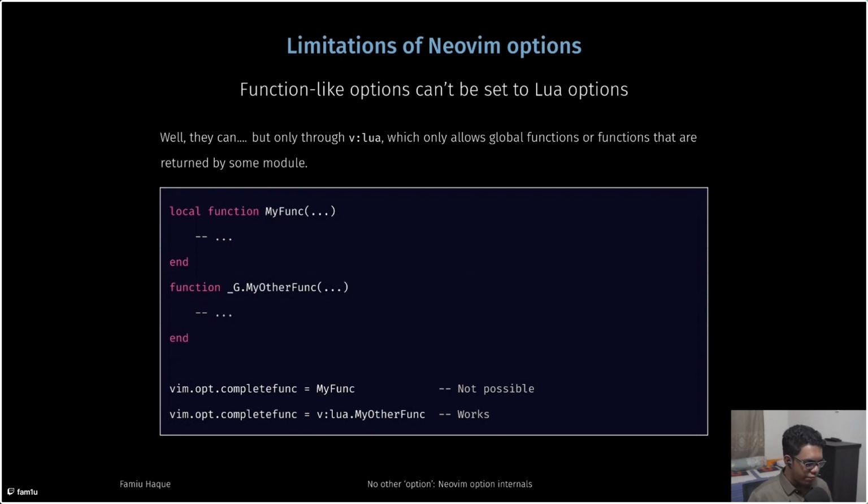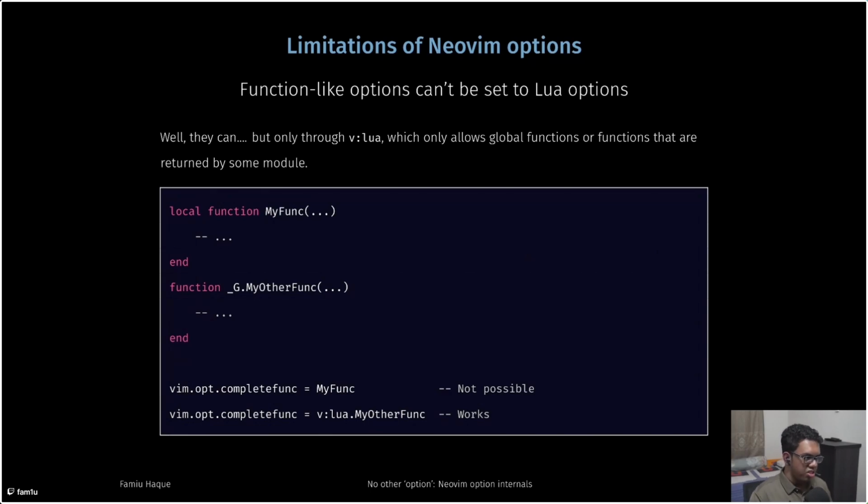But if you set vim.opt.completefunc equals v:lua.myotherfunc, this is a global value, so you can access it using v:lua. Notice the underscore G here; that indicates that it's a global value, for those who haven't used Lua. So this line works, but the first one doesn't, because using Lua functions for options isn't possible yet.